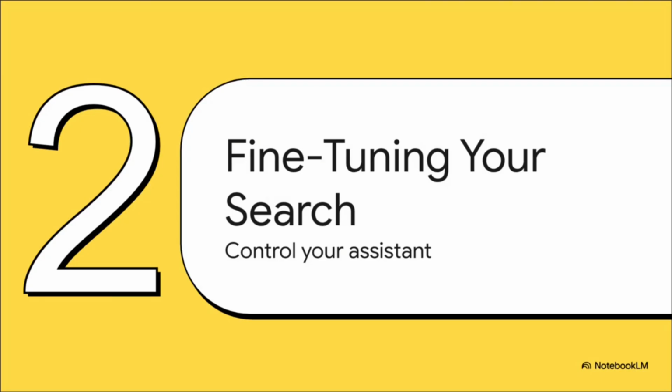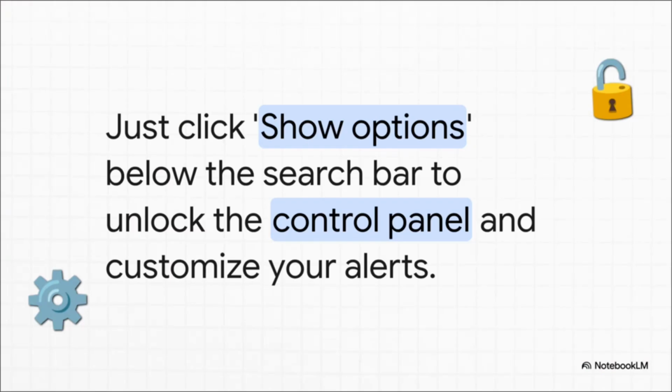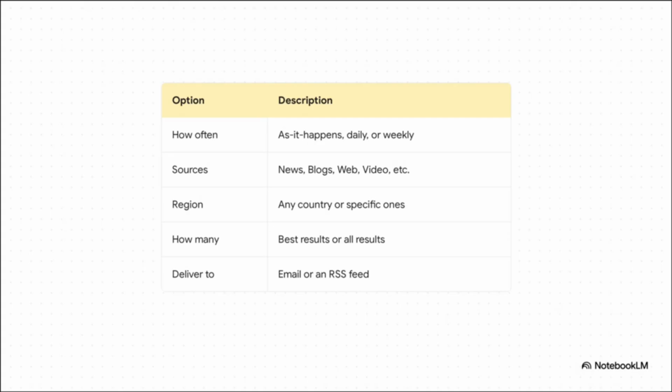Okay, so you've hired your assistant. Awesome. Now it's time to give them some really specific instructions. This is where we go from getting just general updates to getting a highly customized intelligence briefing that's made just for you. And the key to all this is a little link that holds a lot of power. Right there, below the search bar, you're going to see Show Options. Clicking that one little thing unlocks the entire control panel for your alert. This is where you get to customize everything. And this is basically your control panel.